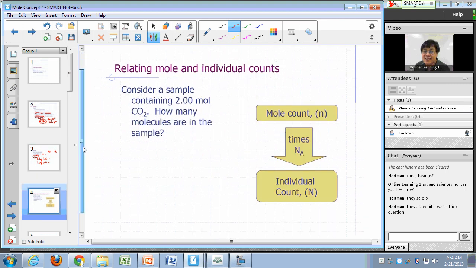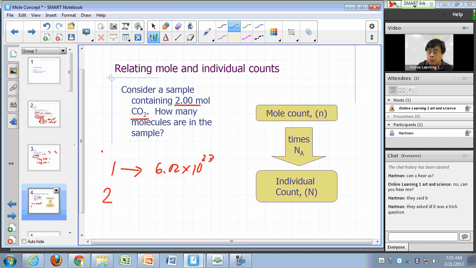All right. So how about this one? Relating moles and individual counts. Consider a sample that has 2 moles of CO2. How many molecules are there in that sample? Well, think of it this way. If you have 1 mole, remember you have 6.02 times 10 to the 23rd items, right? So whatever it is we're counting, it can be atoms, molecules, or ions.